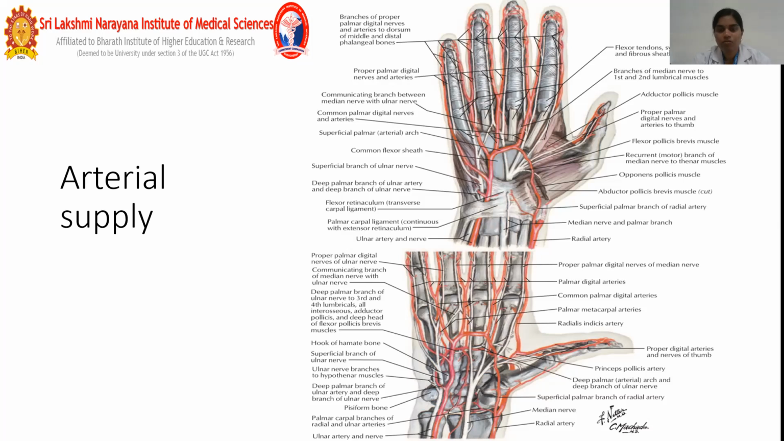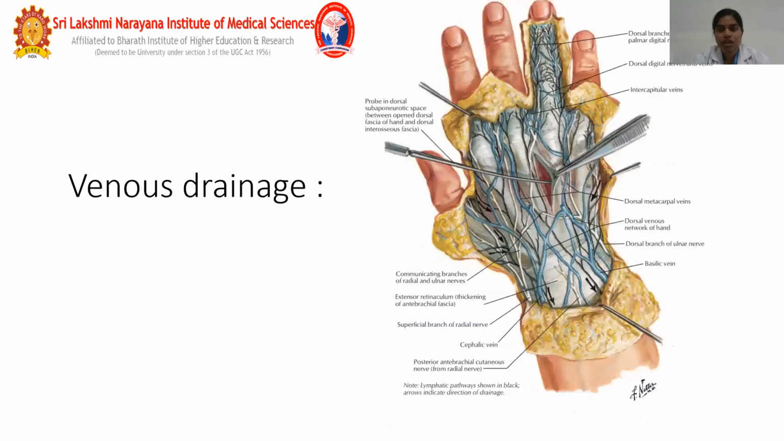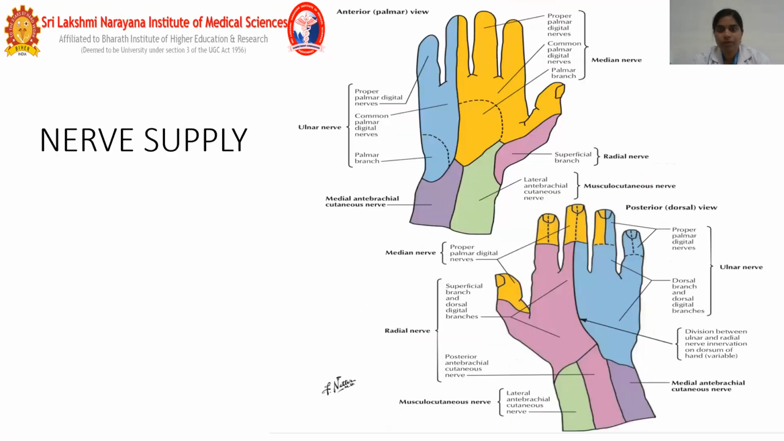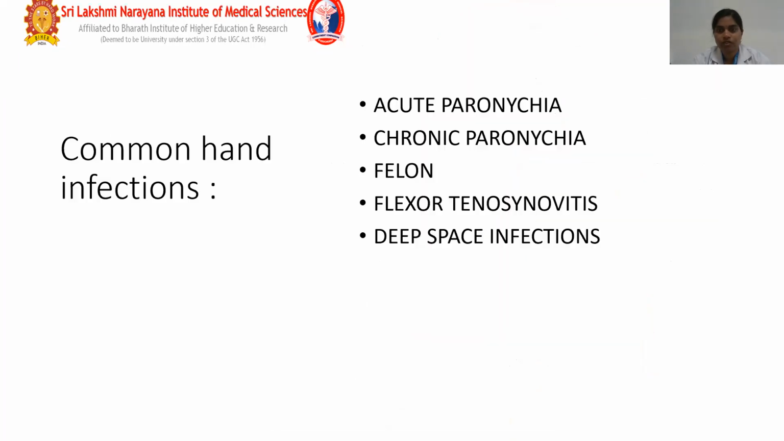Apart from this, there is a deep palmar arch formed by the distal portion of the radial artery which anastomoses with the deep branch of the ulnar artery. This forms the deep palmar arch which supplies the bones and muscles. Coming to the venous drainage, all the veins, the metacarpal veins, drain into the cephalic and basilic veins, which extend into the forearm. Nerve supply is by the ulnar nerve, median nerve, and radial nerve.